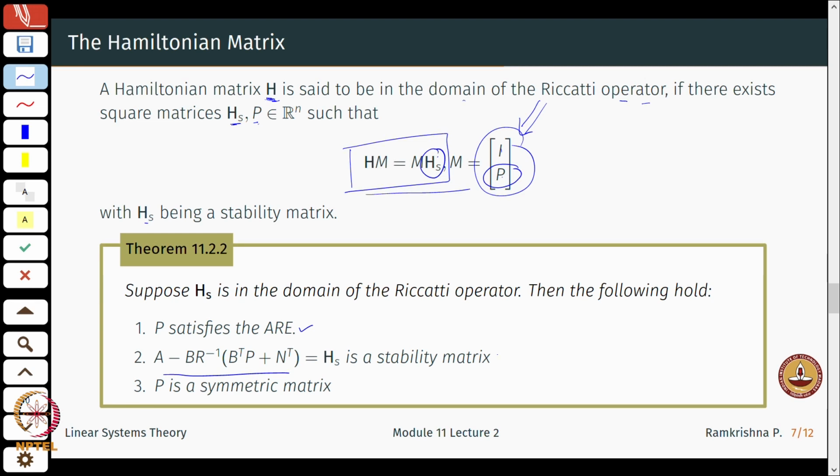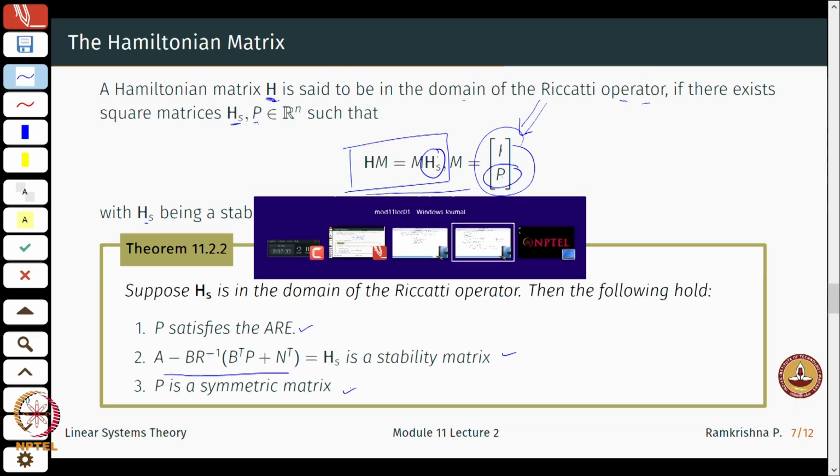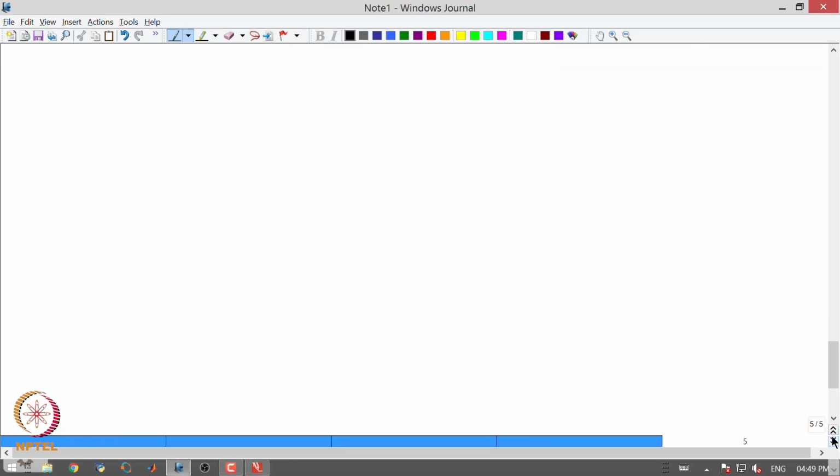Okay. This is a stability matrix, and towards the end that P is also a symmetric matrix. Okay. So let's spend some time deriving that. Okay. The first thing is, okay, so H times M is M times Hs with M of the following form, I and a P.